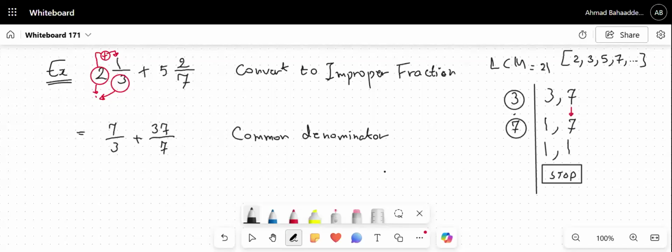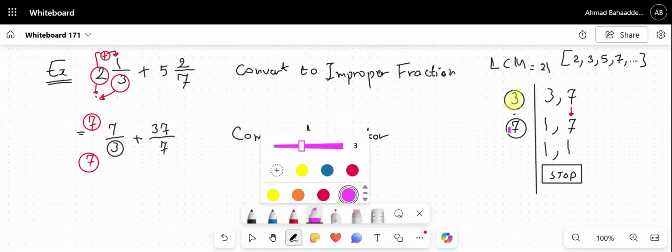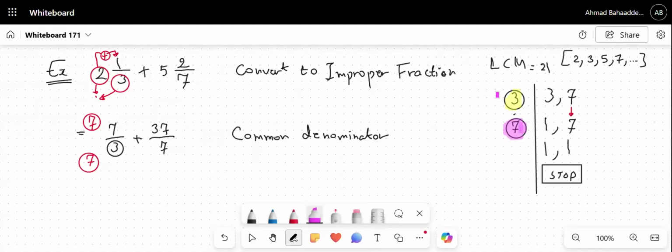So the common denominator is 21. This means that if I'm checking, the first denominator is 3, so I'm going to cover 3 here, and the factor left is 7. I multiply the bottom by 7 and the top by 7. I do the same thing with the second denominator, which is 7. So I cover 7 now, with a different color, and then the 3 is left. So I'm going to multiply the denominator by 3 and the numerator by 3 also.